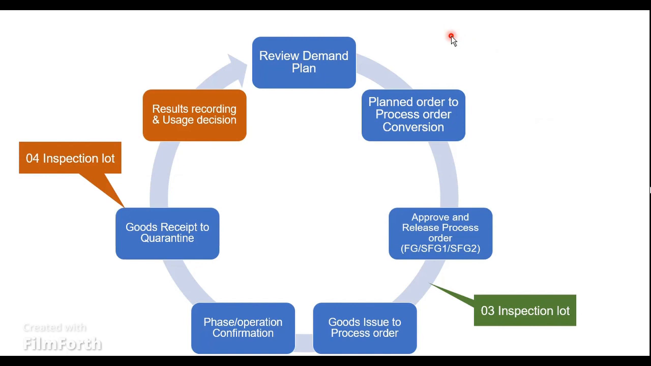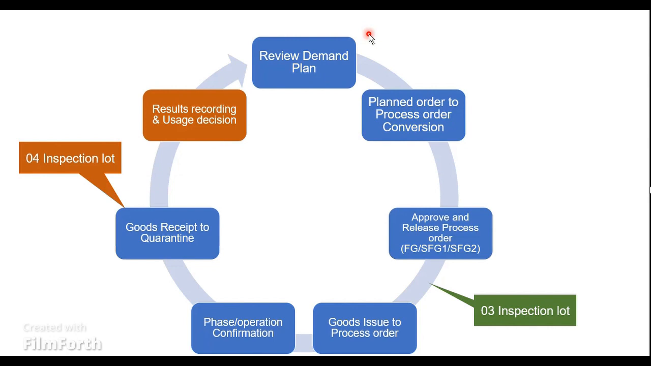If we look at this cycle here, it deals with the complete process of the semi-finished or maybe a finished product, right from the creation of the demand plan until the quality inspection process. So the first step is where we basically create a demand plan in case of a make to stock scenario. Let's assume this is a make to stock scenario, and now we are expecting to have a quality inspection lot created as soon as we do the goods receipt.